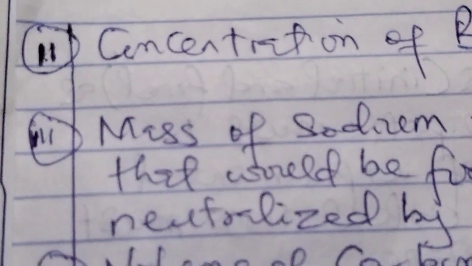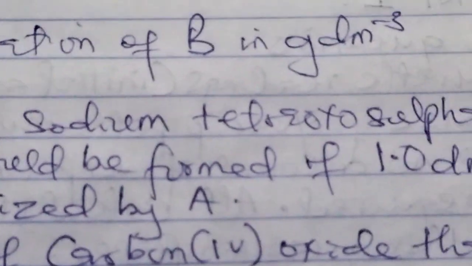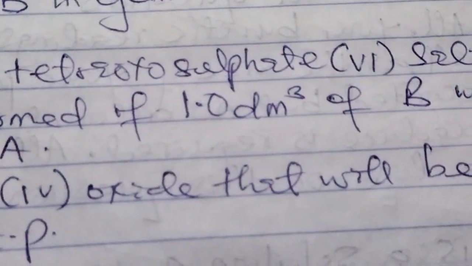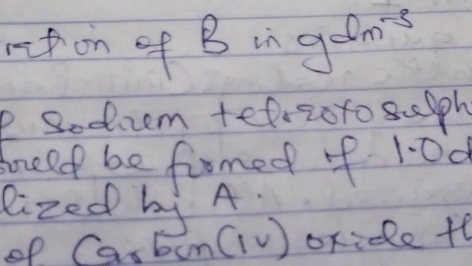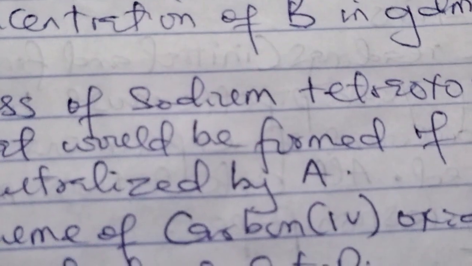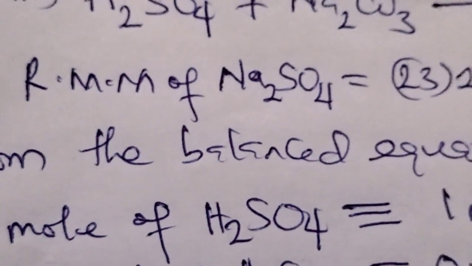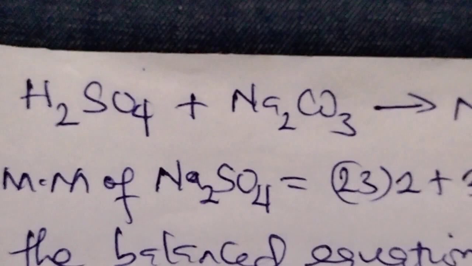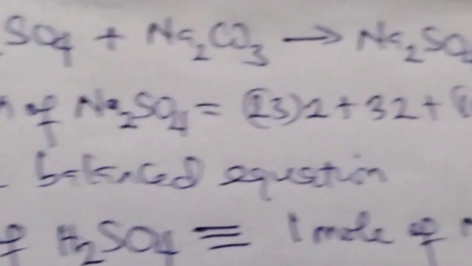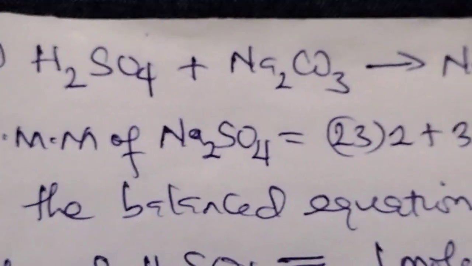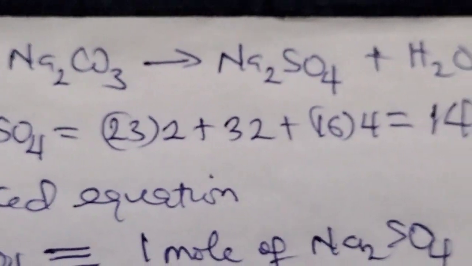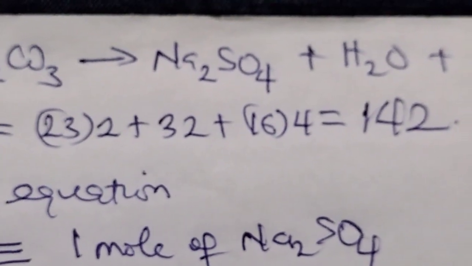Question BIII says mass of sodium tetraoxosulfate(VI) that will be formed if 1.0 dm³ of solution B were neutralized by A. We go to the solution. We have the equation for the reaction written above there. Then we have to find the molecular mass of sodium sulfate, and that gives us 142: 23 times 2 plus 32 plus 16 times 4, 142.